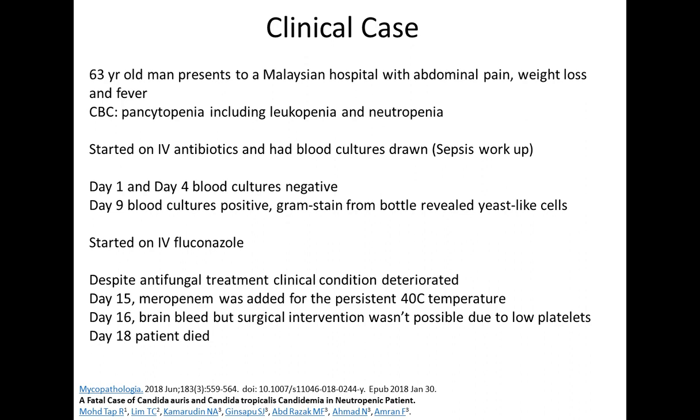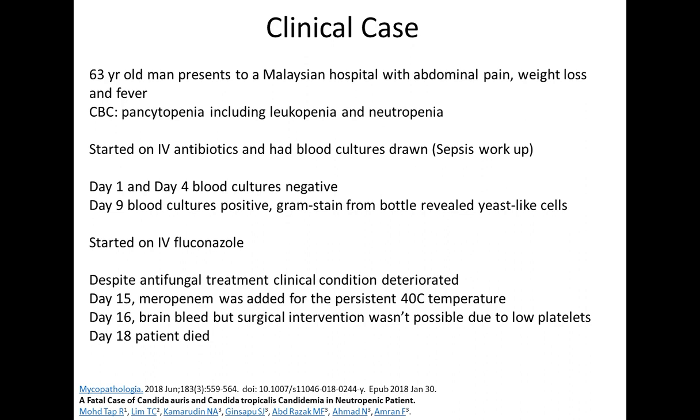IV fluconazole is a normal treatment for yeast identification in the blood because typically the number one yeast causing candidemia is Candida albicans. And Candida albicans can be seen as predictably susceptible to fluconazole. So in this case, they're guessing it's potentially Candida albicans and putting fluconazole on board. Unfortunately, despite antifungal treatment, the clinical condition deteriorated. By day 15, because the patient was getting worse, they added meropenem.